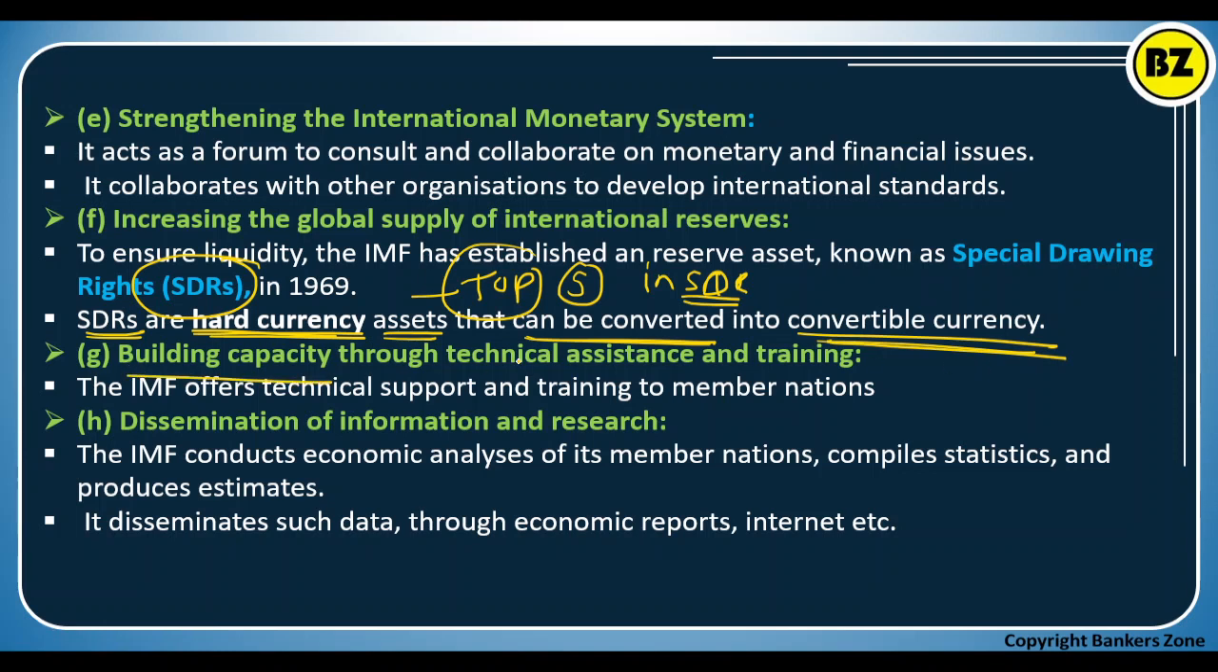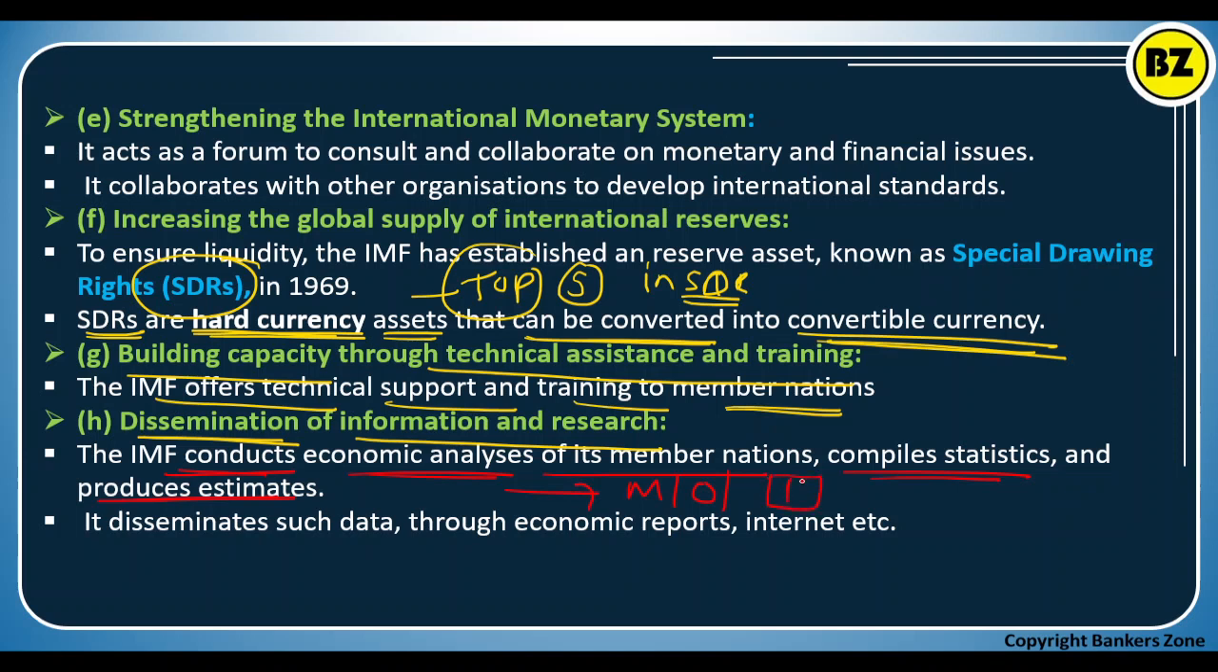Then building capacity through technical assistance and training. So the IMF offers technical support and training to its member nations. Next, dissemination of information and research. If the IMF conducts any economic analysis of its member nations, or compiles some statistics about its members and produces some estimates, generally the IMF does surveys, monitoring, observing. Basically they will prepare some documents based on its members' situation.